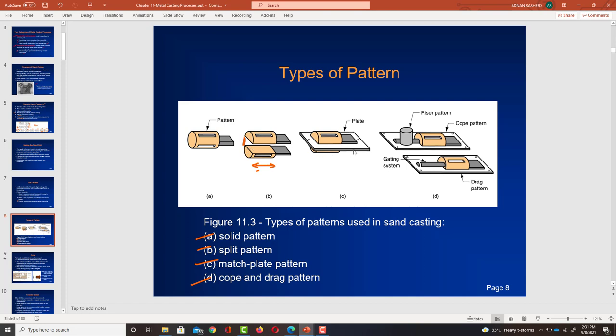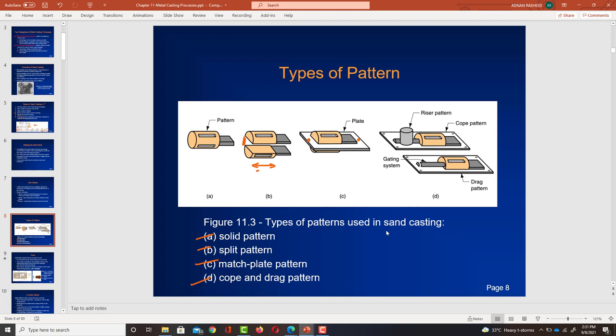Clear? So if you have a match plate, then there will be a hole in the upper plate as well as in the lower plate. If both the holes are aligned, it means that both parts are aligned. This is the example of match plate.